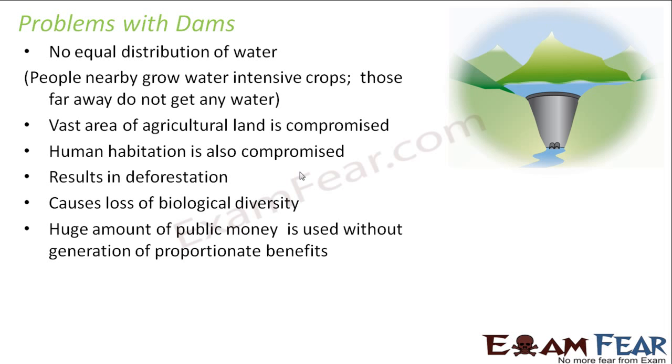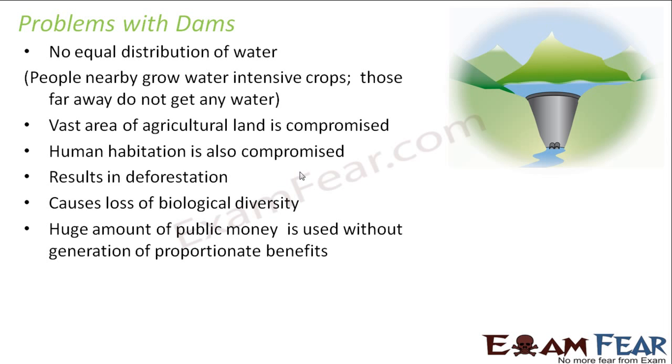Huge amount of public money is used without generation of proportionate benefits. So this is a major drawback. Mostly in our country, so much money is spent in construction of dams, but the benefits which we get out of it are again not equally distributed amongst everybody. There is a particular section of people which will get most of the benefits. There will be another section of people who will not get any benefit out of it.